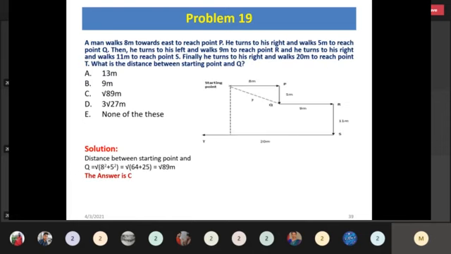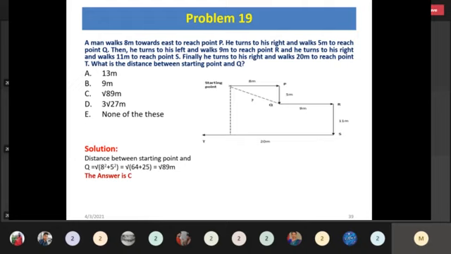Problem number 19. A man walks 8 meters towards east to reach a point P. He turns to his right and walks 5 meters to reach point Q. Then he turns to his left and walks 9 meters to reach point R, and he turns to his right and walks 11 meters to reach point S. Finally, he turns to his right and walks 20 meters to reach point T. So what is the distance between starting point and Q?